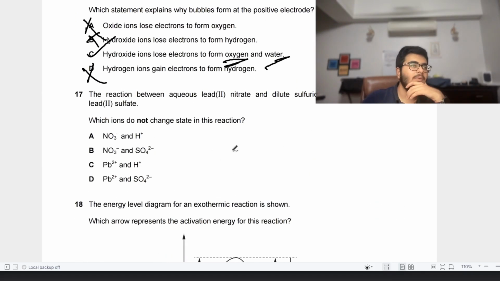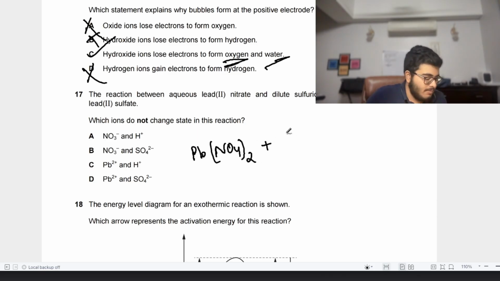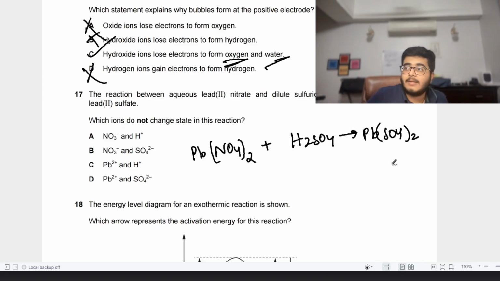Okay. Question 17, the reaction between lead II nitrate and dilute sulfuric acid produces insoluble lead II sulfate. So lead II nitrate means Pb(NO3)2. Lead is going to have a +2 charge. When we do crisscross, it is going to come here. Plus H2SO4 is going to give us PbSO4.